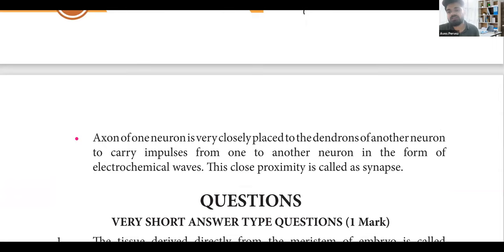Here the axon of a neuron is very closely packed with the dendron of another neuron, and this carries the impulse. Please note it down. One part of the axon is very closely packed to the dendron of the other neuron, and that carries the impulse. We call it a synapse. The junction between two neurons is called a synapse.